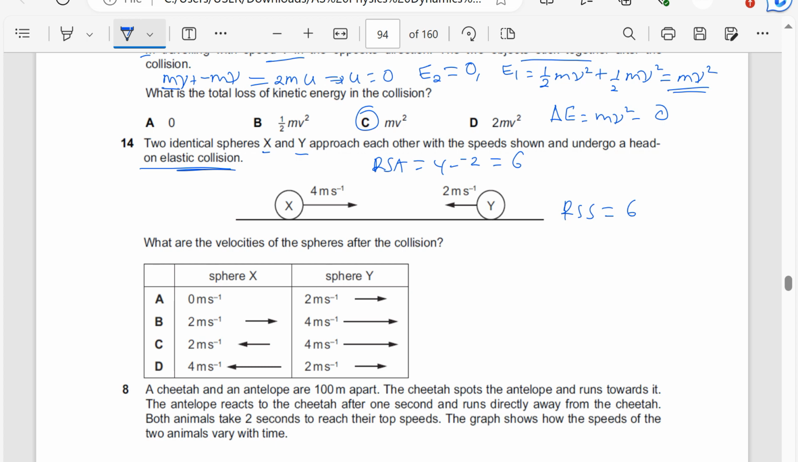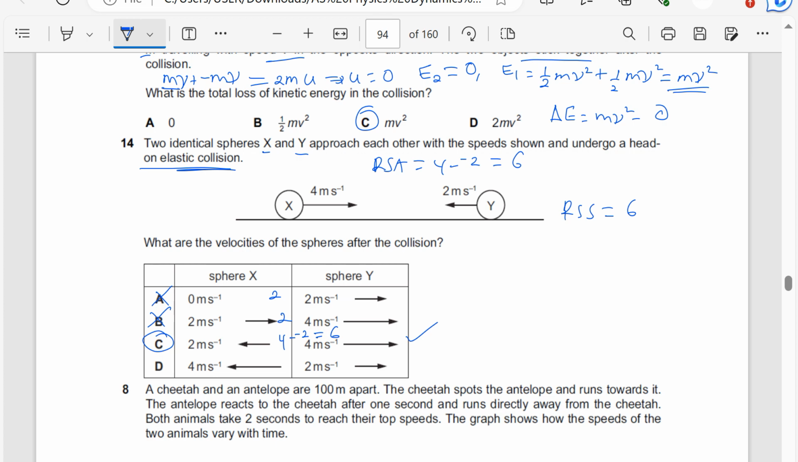So for A, we have 2 minus 0, which is 2. So this is out. For B, we have 4 minus 2, in the same direction, which is 2. So this is not elastic. Then for C, we have 4 minus negative 2, because 2 is in the opposite direction. This gives us 6. Relative speed of separation is 6. So the answer is C.